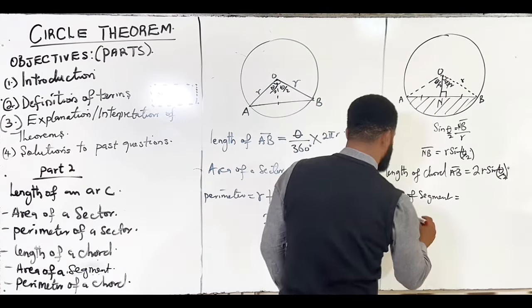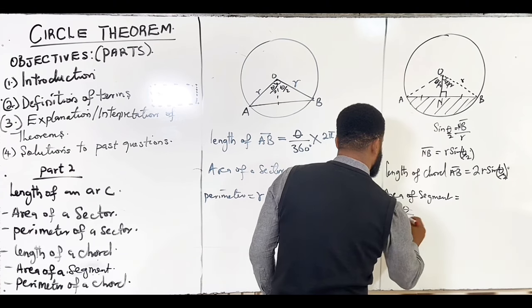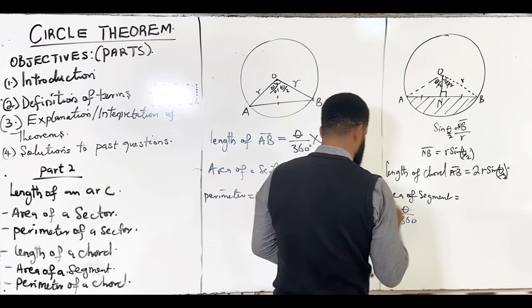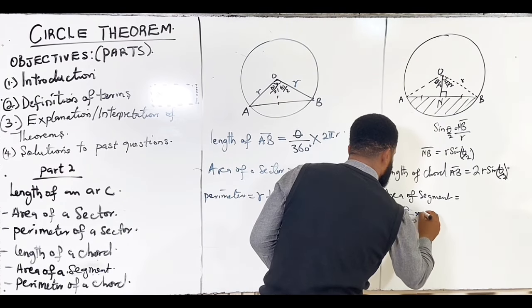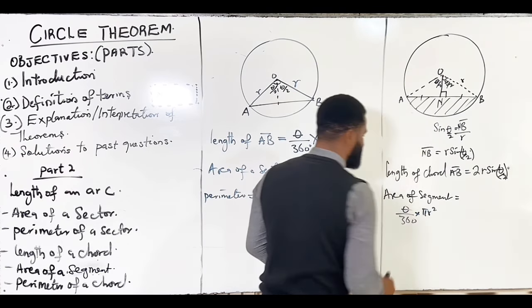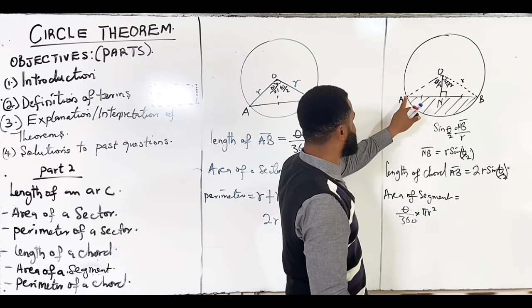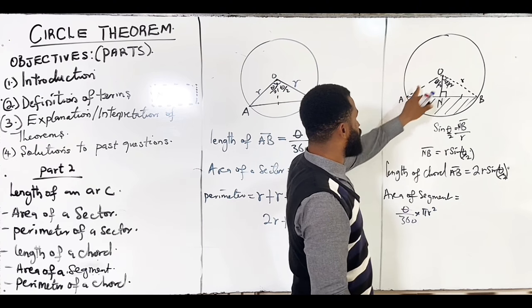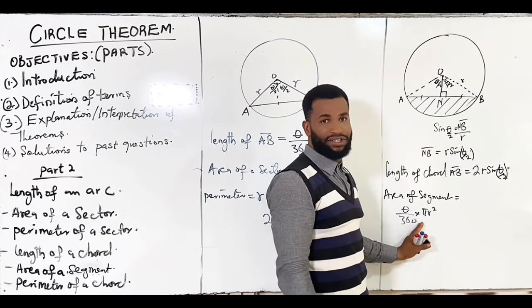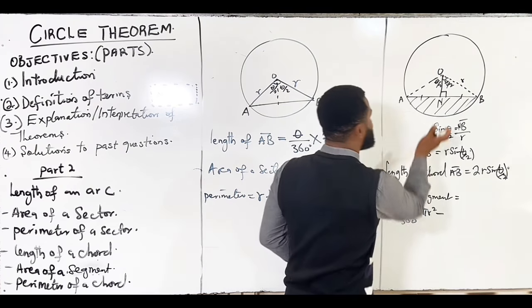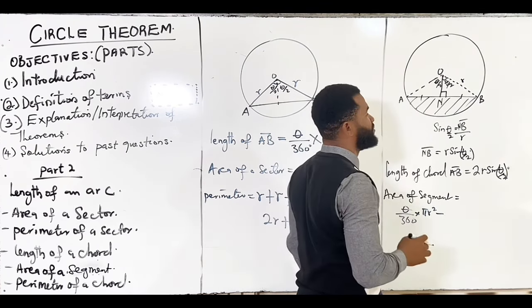I'm going to say theta over 360 times pi r squared. This is the area of the sector. The sector is A, O, B, including this arc. That is the area of the sector. Then minus the area of this triangle.